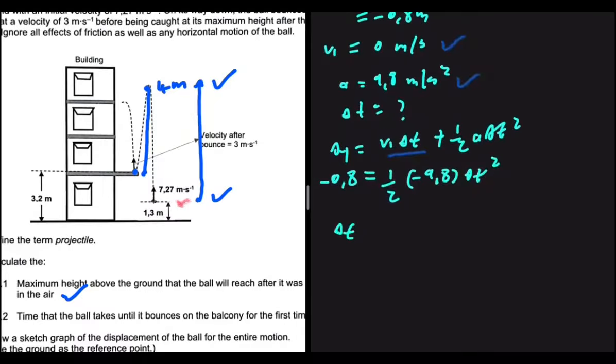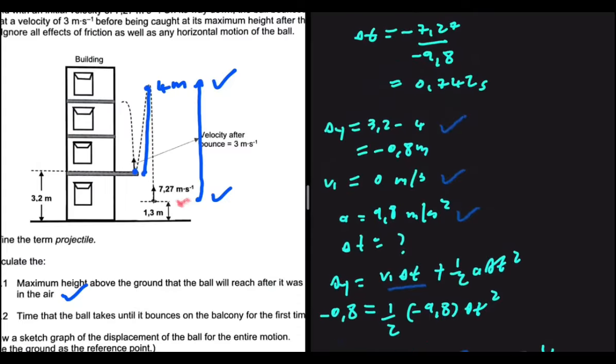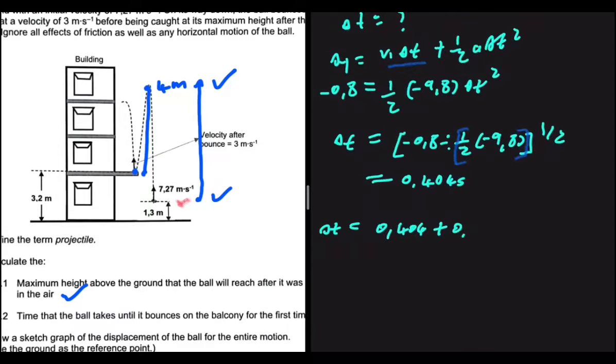So delta t will be equal to the square root of minus 0.8 divided by a half multiplied by minus 9.8, everything to the power of a half. This is one term. We need to show that delta t will be equal to 0.404 seconds. So our total time will be equal to 0.404 plus 0.742 plus 0.742. This is 1.15 seconds.